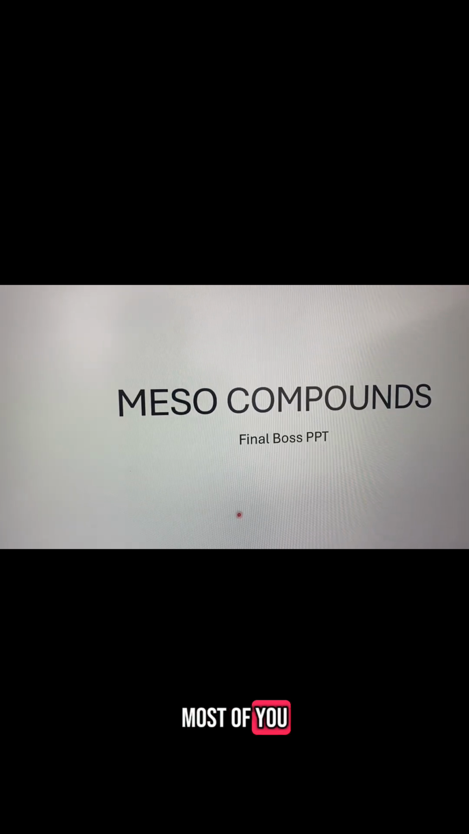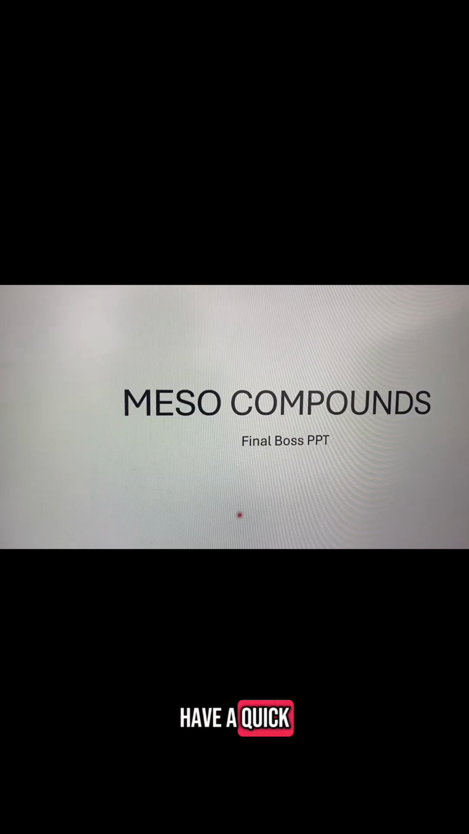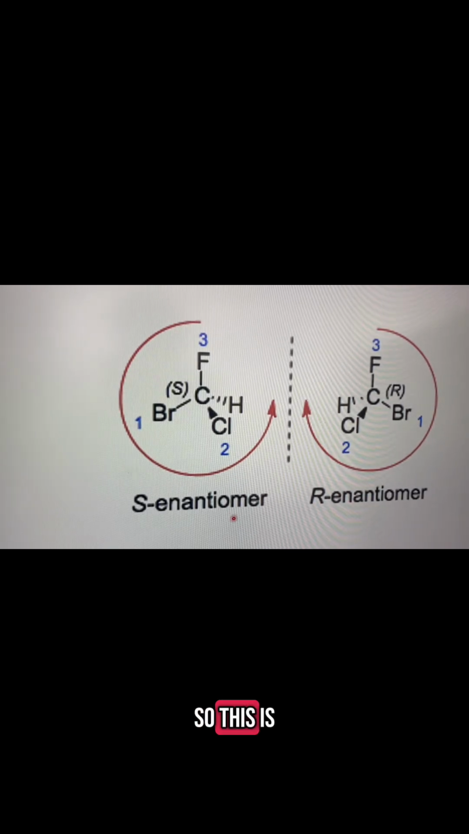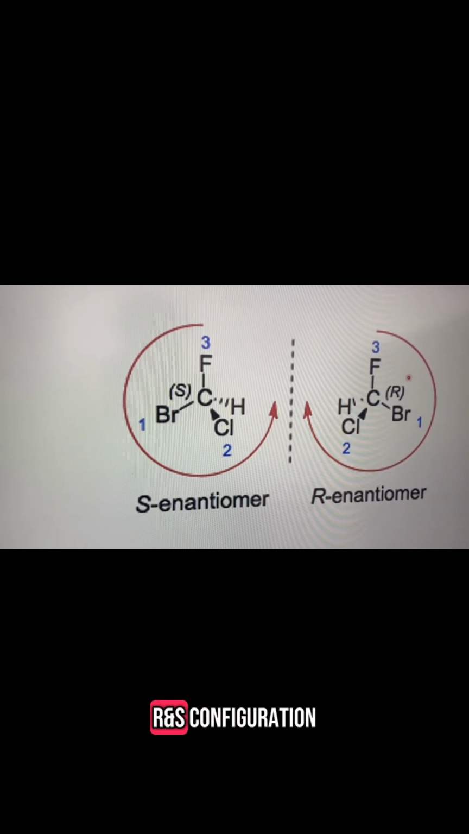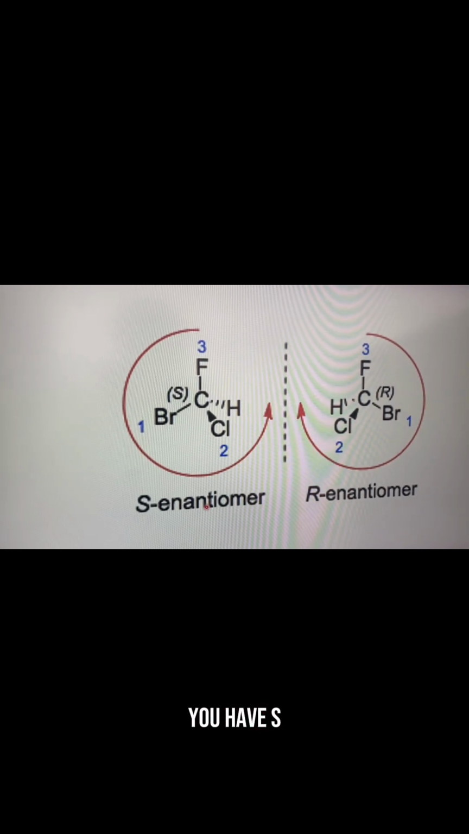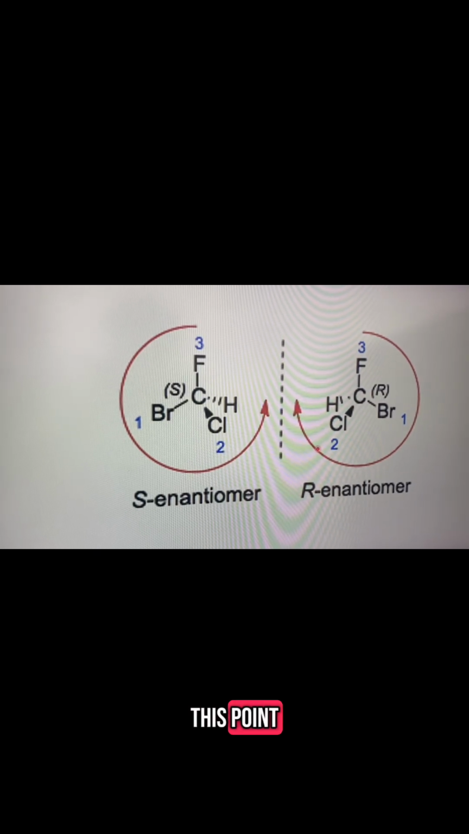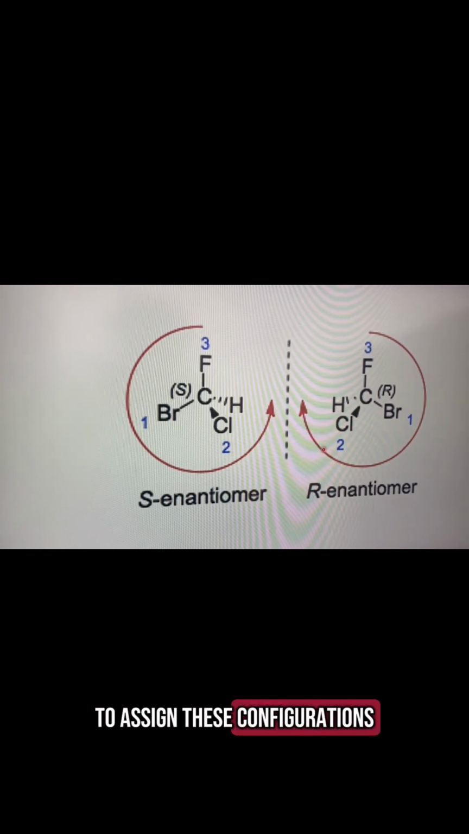So I think most of you are still confused about meso compounds, so let's just have a quick final look. This is how you give R and S configuration. When it is anti-clockwise, you have S, and when it is clockwise, you have R. I'm pretty much assuming at this point you know how to assign these configurations.